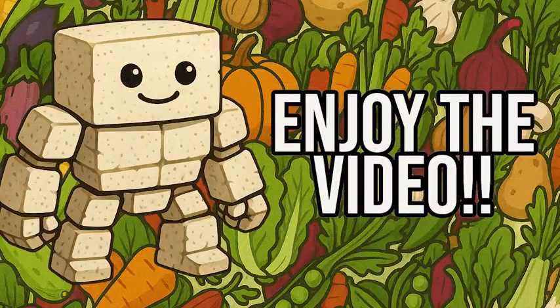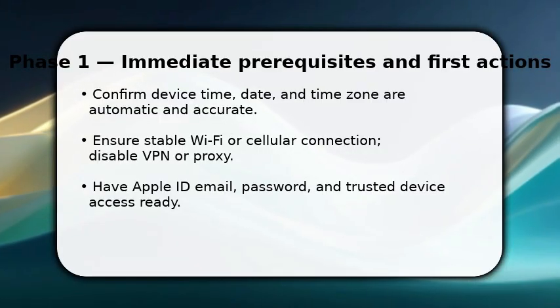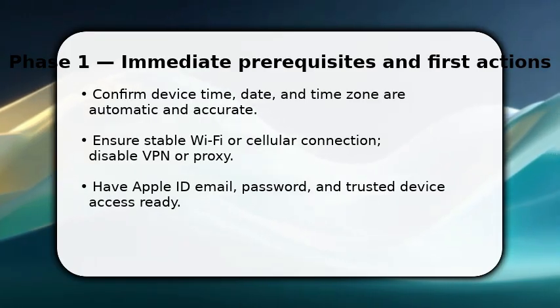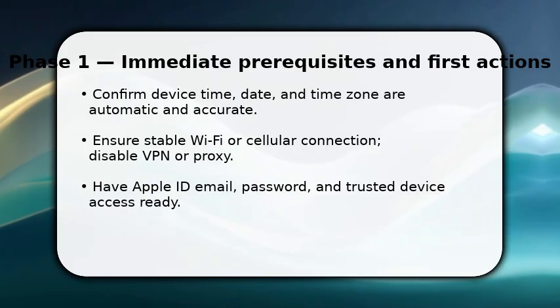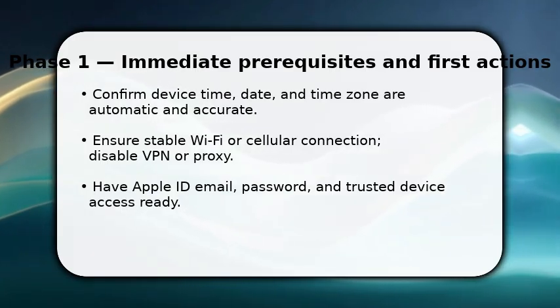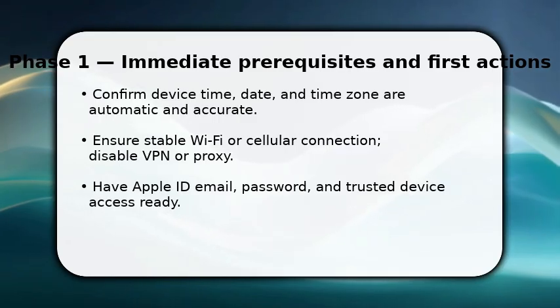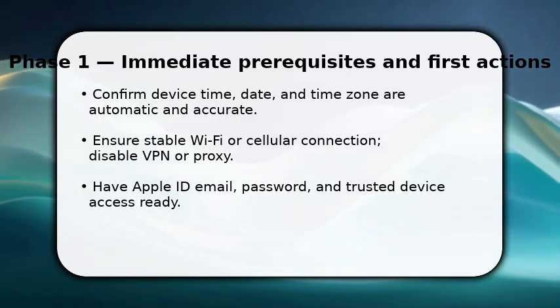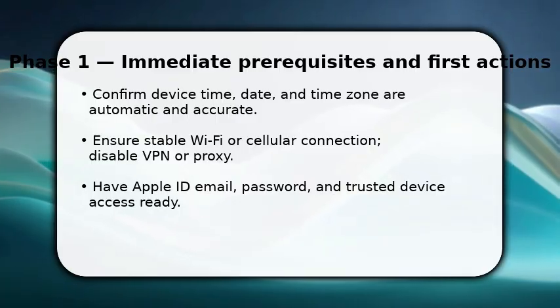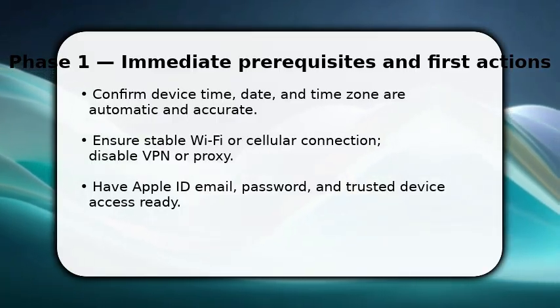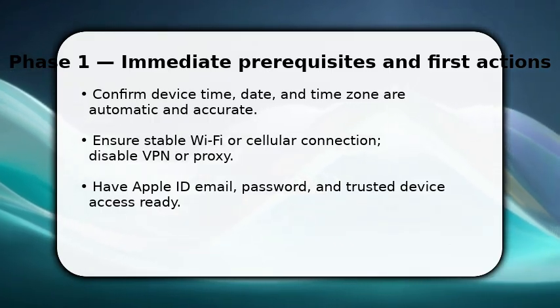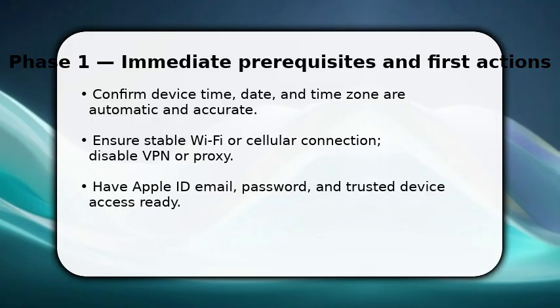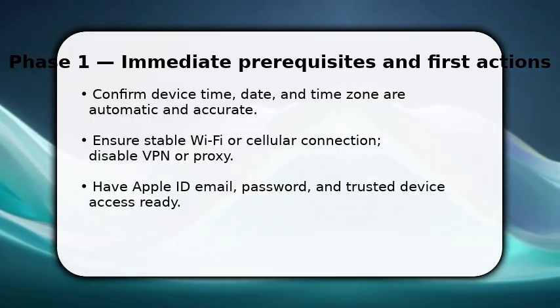Please enjoy the video. You need a clean starting point. Make sure your device time, date, and time zone are set to automatic, because mismatches break verification. Once done, connect to a reliable Wi-Fi or cellular network and temporarily turn off VPN or proxies to avoid certificate issues. Next, sign in with your Apple ID credentials and ensure you can receive codes on a trusted device or phone number. You'll use those immediately when prompted.